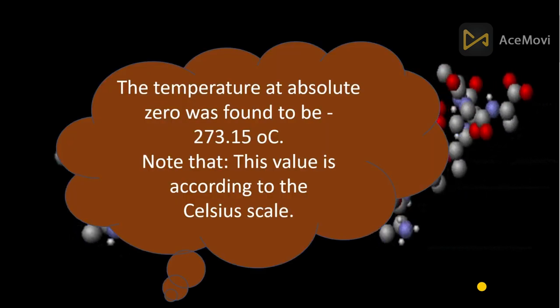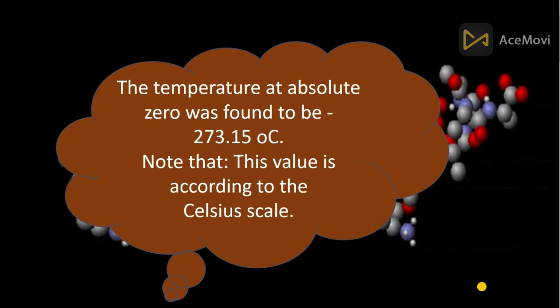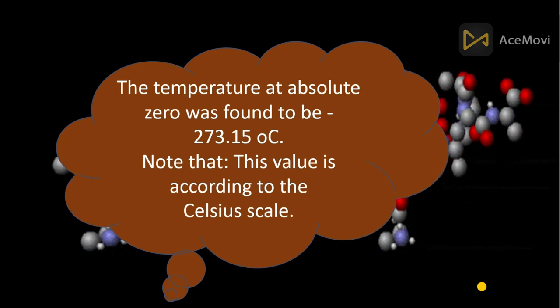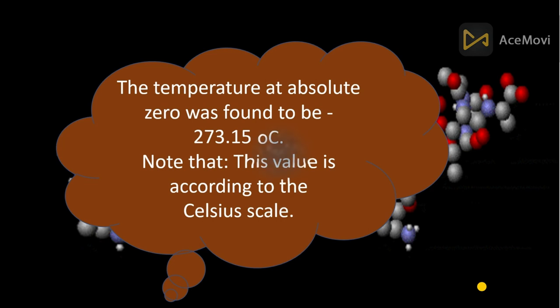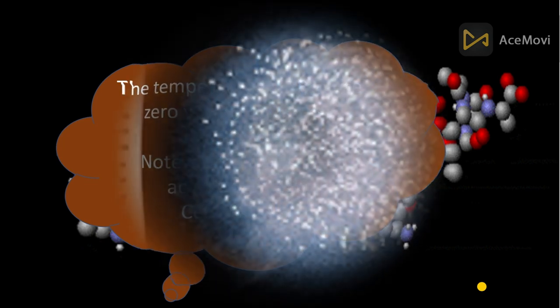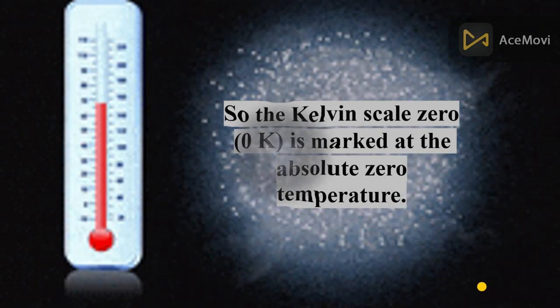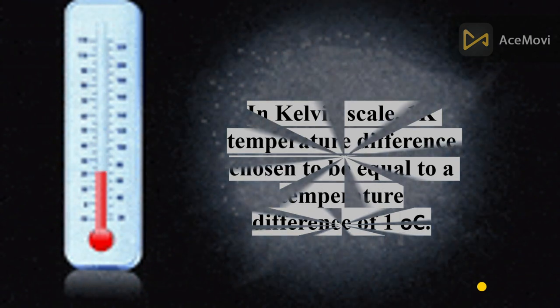The temperature at absolute zero was found to be minus 273.15 degrees centigrade. Note that this value is according to the Celsius scale. So on the Kelvin scale, 0 is marked at the absolute zero temperature. In the Kelvin scale, a temperature difference of 1 Kelvin is chosen to be equal to a temperature difference of 1 degree centigrade.